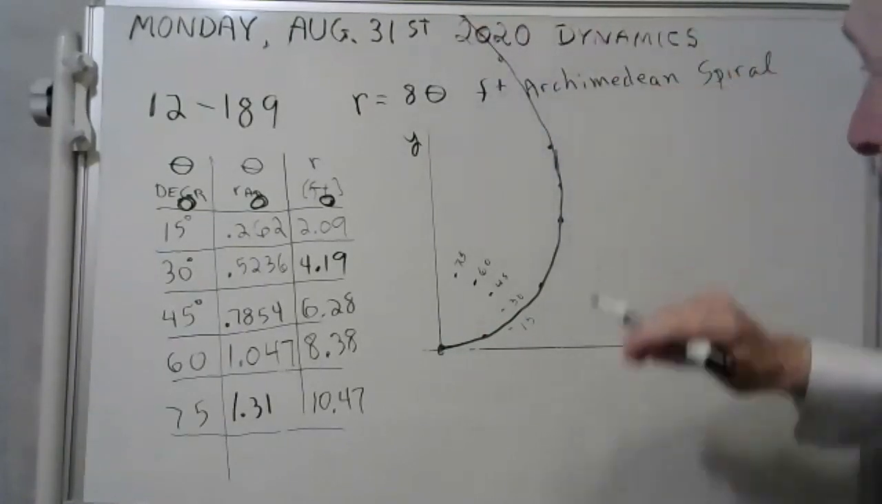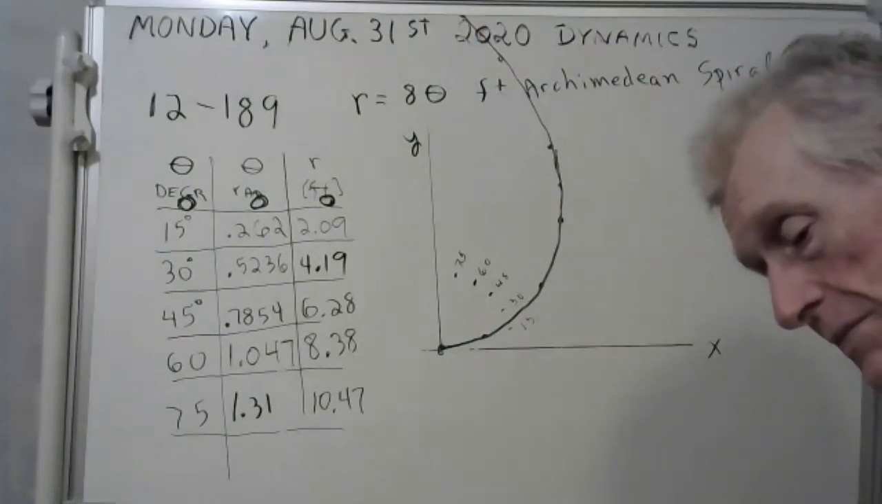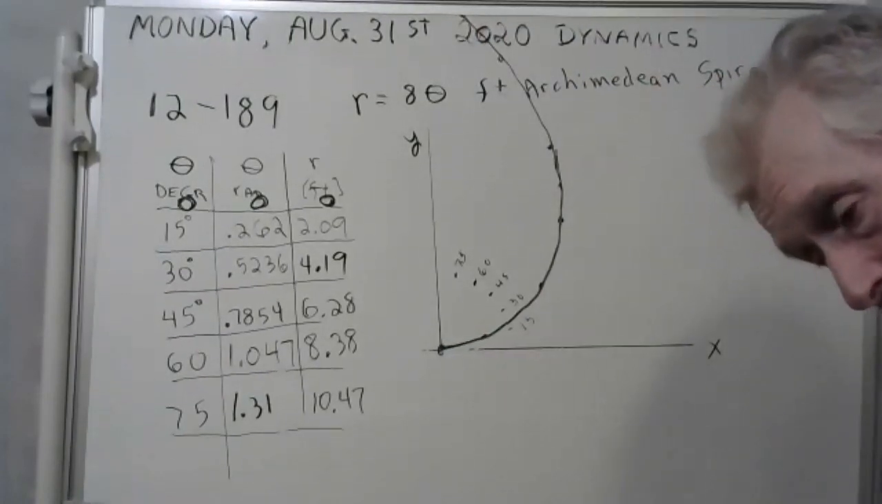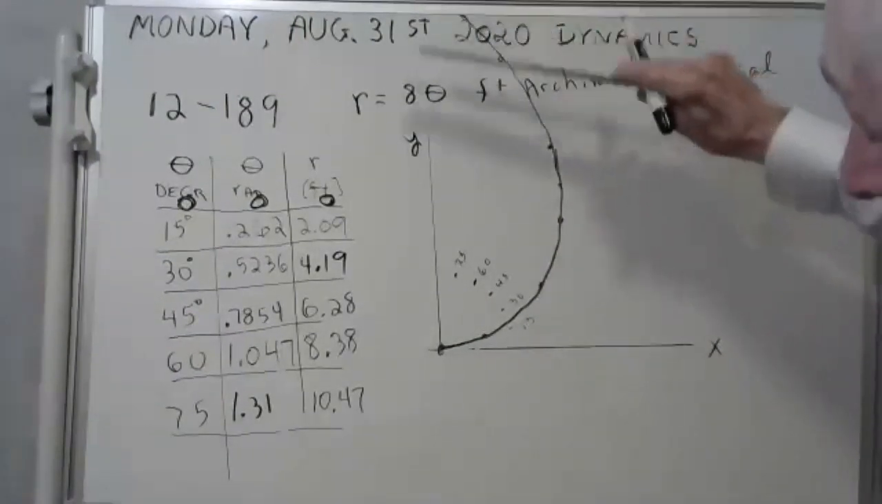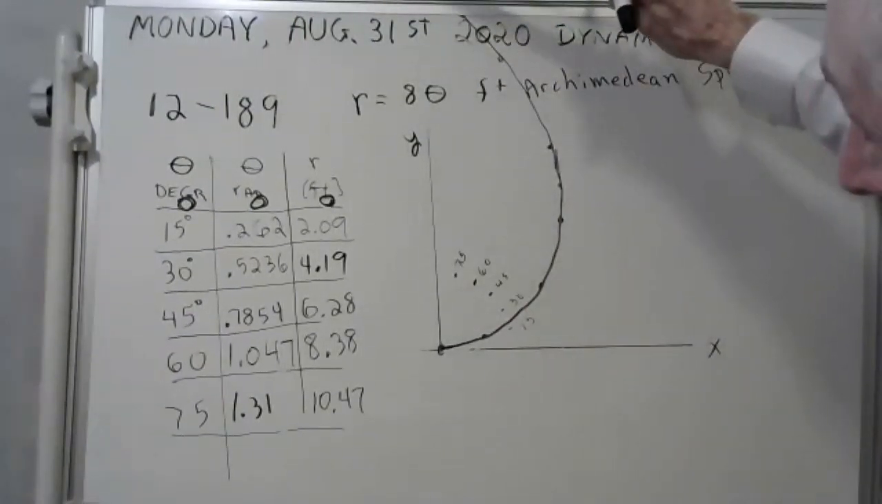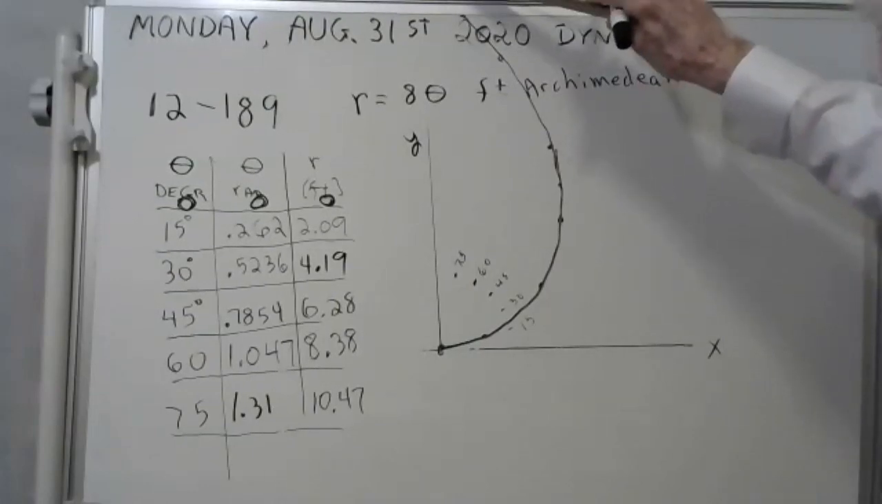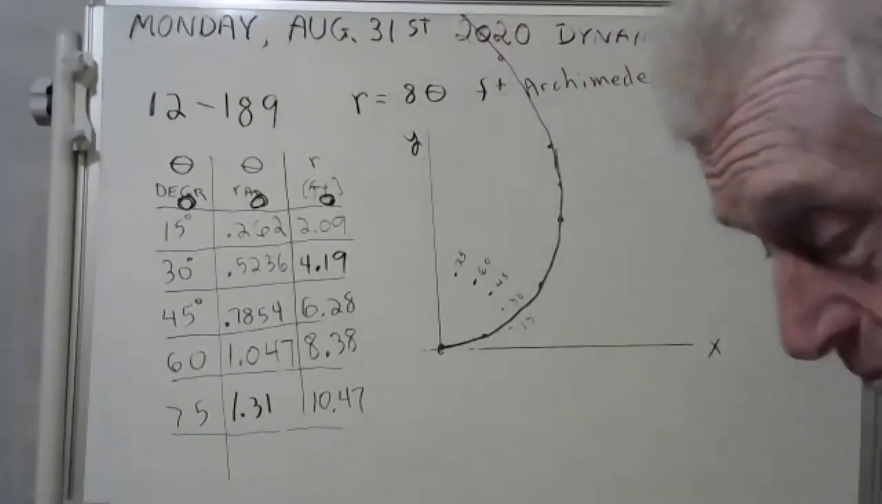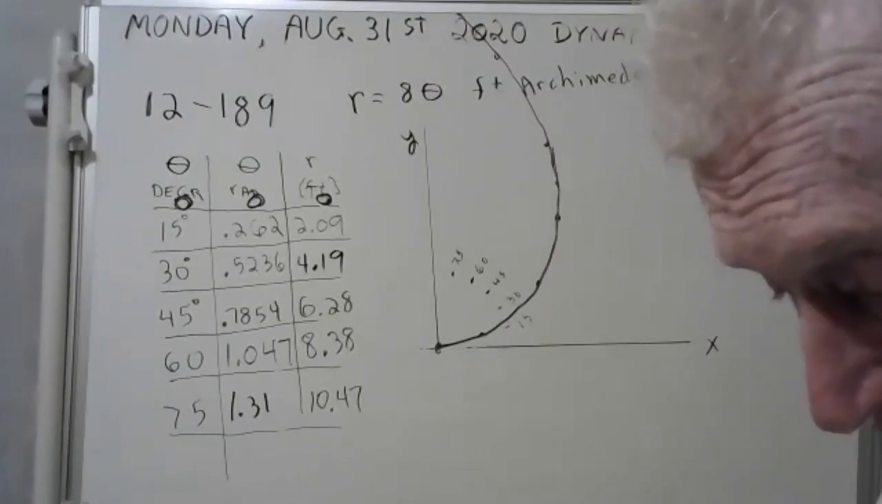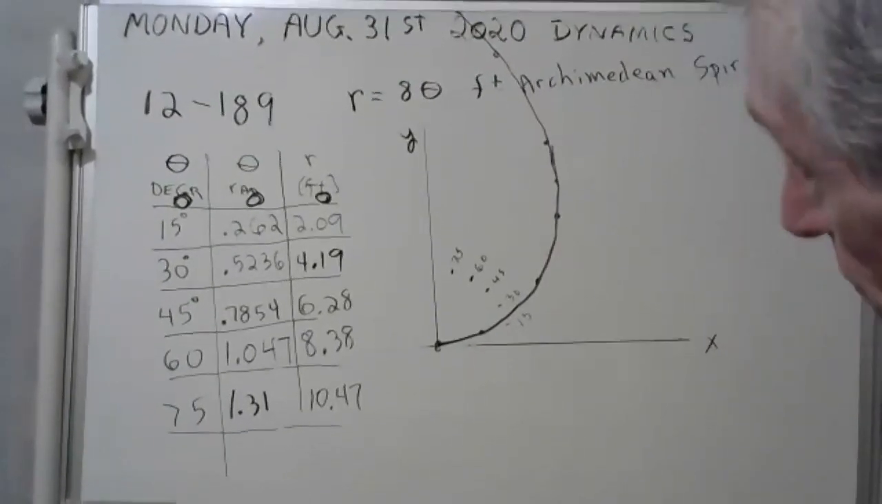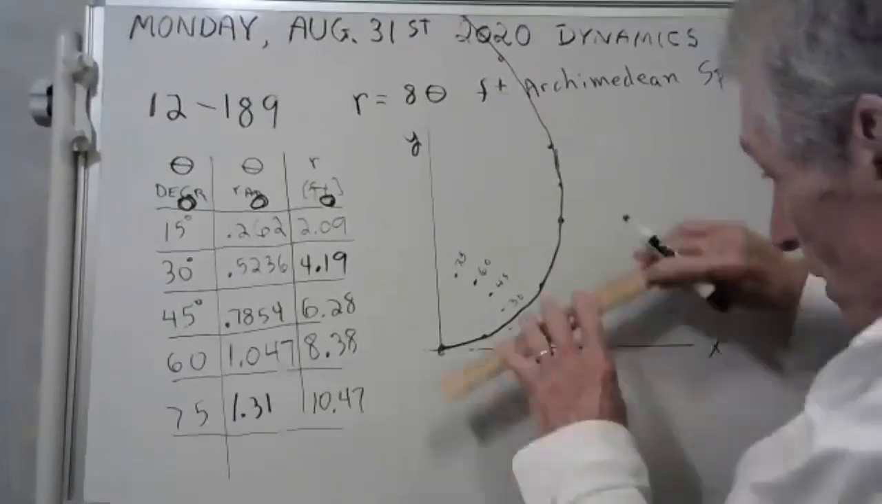Then I ran out of space. Now you're supposed to do this problem at 90 degrees, so you need to make your graph a little bit taller, because it's going to be up here. Do you understand? But let me change the problem and make it at 45 degrees. Now 45 degrees is right here.